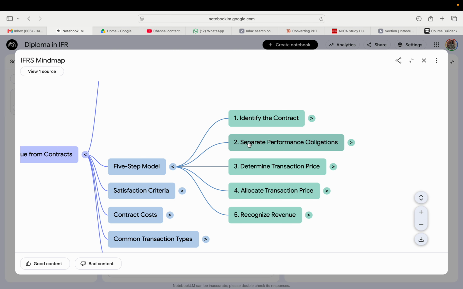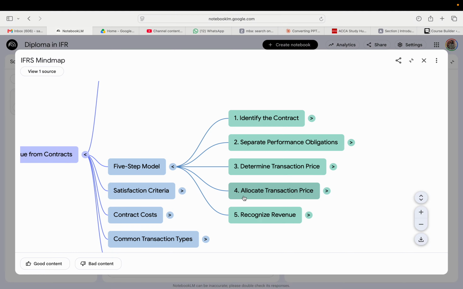Then separate performance obligation has to be there. We'll see what this performance obligation means. Once you perform, your performance is done. It's an obligation that you have to meet. Okay, for example, you have an obligation to transfer a good or to perform a service. That is performance obligation. Step 3, there should be a price, transaction price.